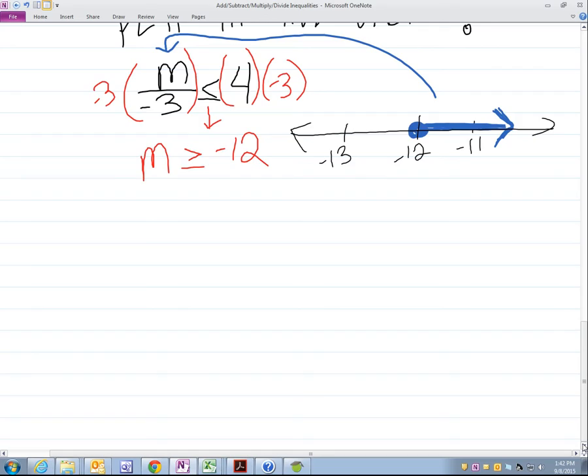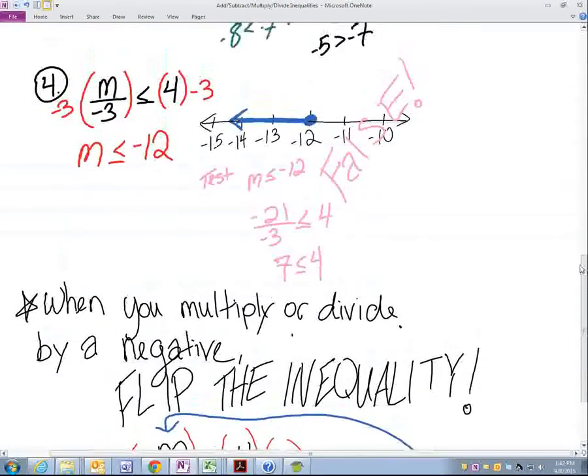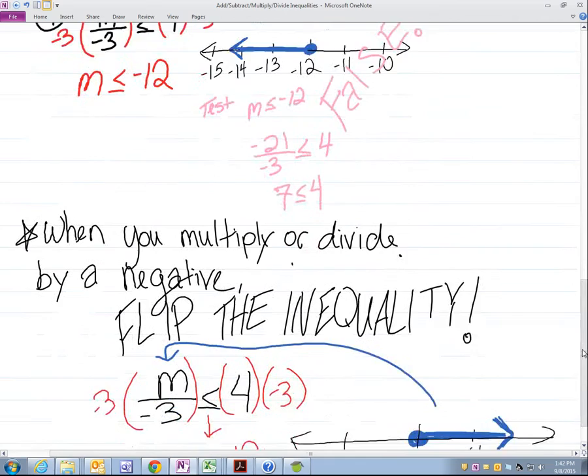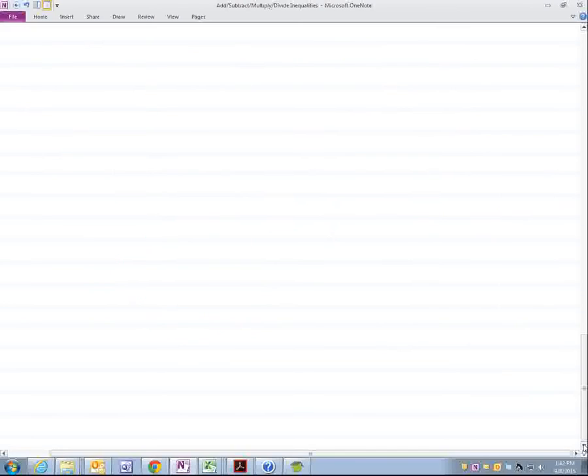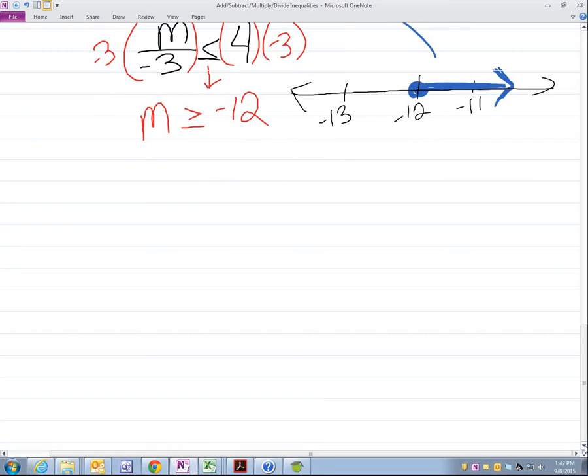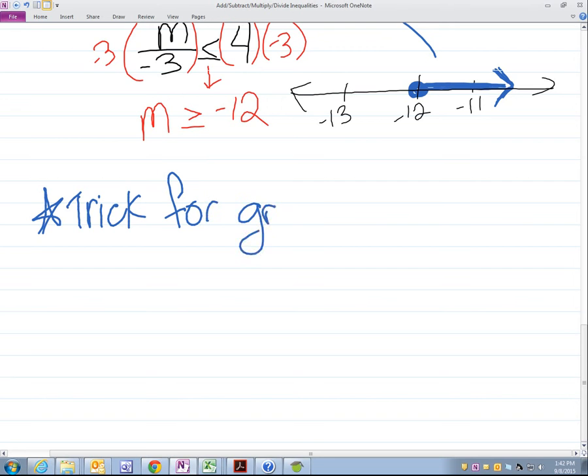Because we didn't multiply or divide by a negative. We divided by a positive number. Yep, good question. Student asked why we didn't flip on number 3. It's because we divided by a positive number. If that was a negative, we would have flipped it. Okay. Star trick for graphing.